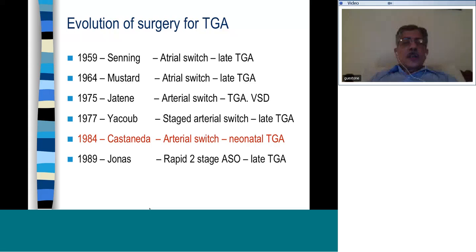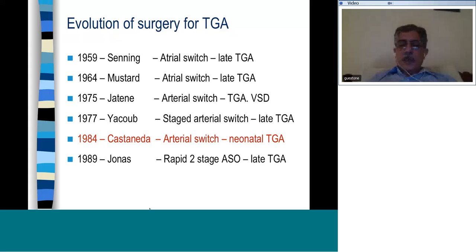And then, of course, the game changer occurred in 1984 when Castaneda from the Boston Children's Hospital described the arterial switch procedure in neonates during the time frame when the left ventricle was still prepared and had not regressed. That really changed the outcome of patients with transposition of great arteries because it almost totally eliminated the dismal natural history of this condition. Then in 1989, the same group also introduced a rapid two-stage operation for patients who, for some reason or the other, could not be operated in the neonatal period.